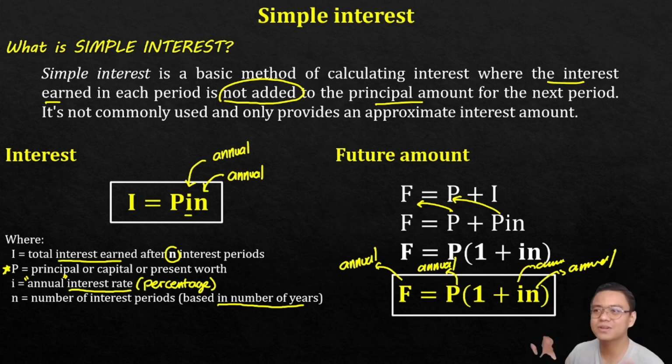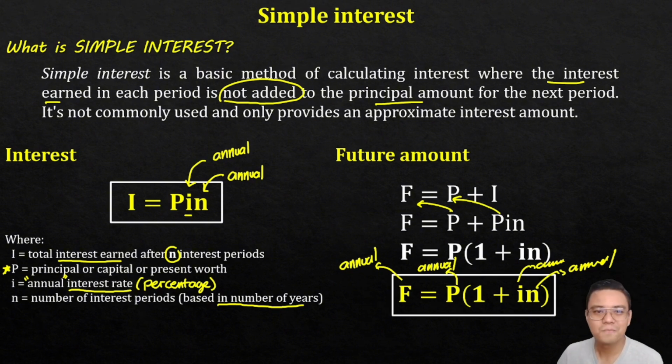What if, sir, may problem, tapos walang sinabi if it is compounding or simple interest. What will be my strategy there? Now, if 1 year lang yung period sa pag-calculate mo, safe po gamitin yung simple interest. Pwede din compound interest yung gamitin mo. But if it is more than a year, tapos walang indicator if it is simple or compounding interest, then it is safe to use the compound interest, not the simple interest.